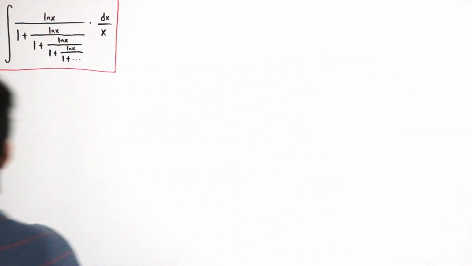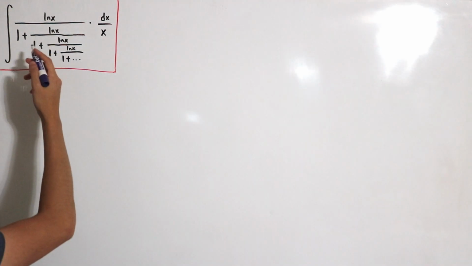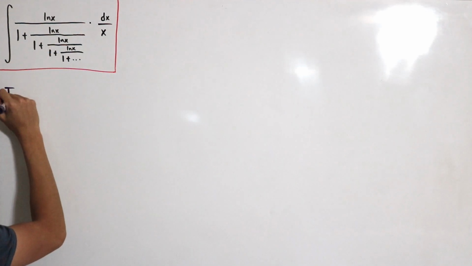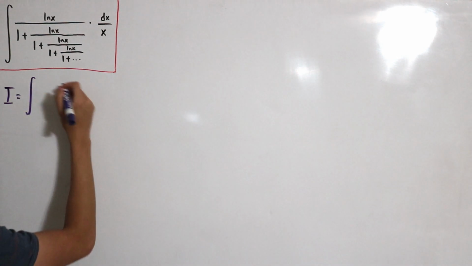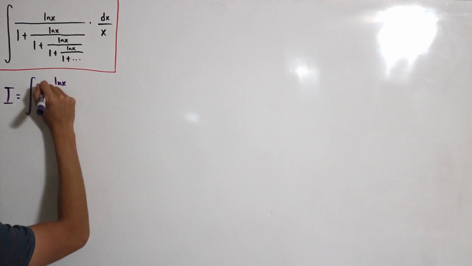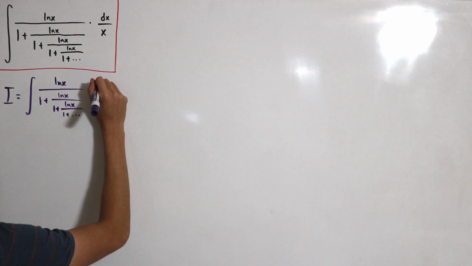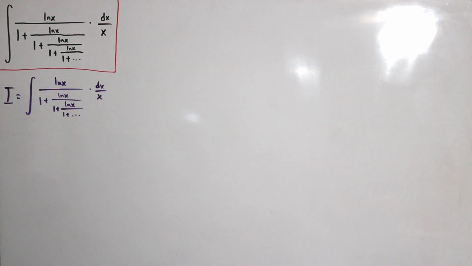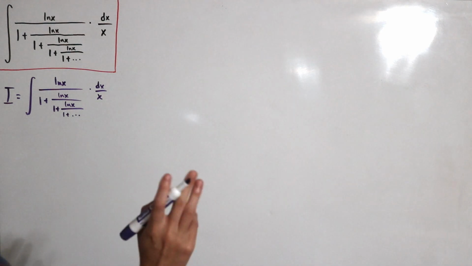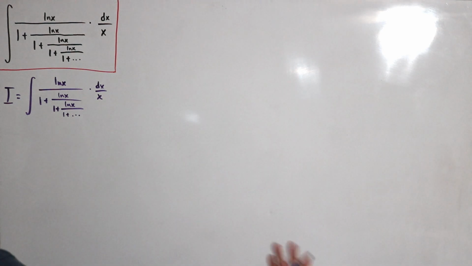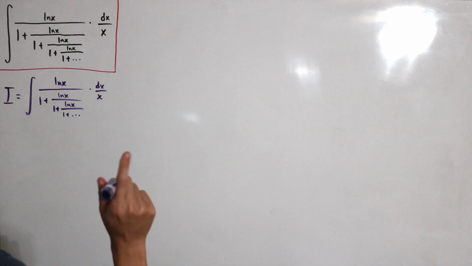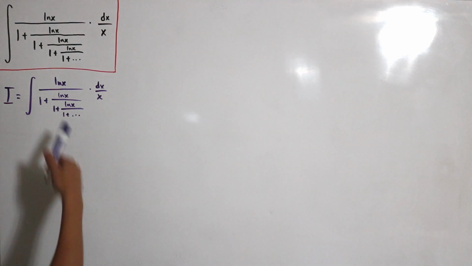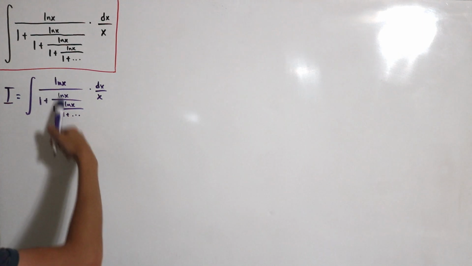So first, we're just going to call this integral I. So I is equal to this continued integral, 1 over x dx. What we can do is a substitution, but not exactly a u-substitution where we differentiate some things and replace them. We're not going to do that just yet. First, we're going to focus on the continued fraction listed over here.